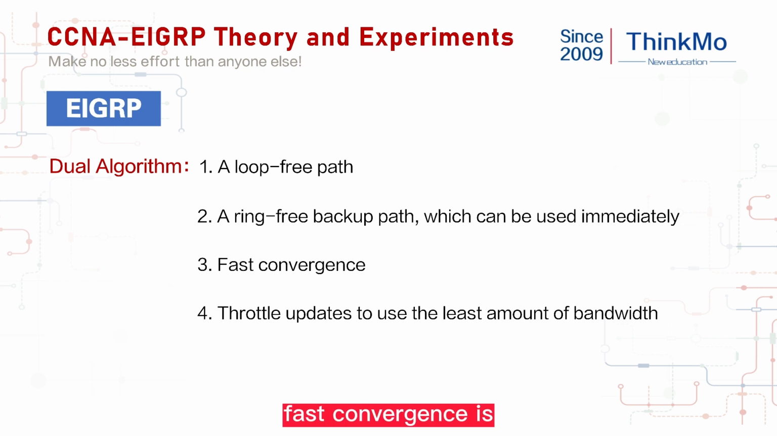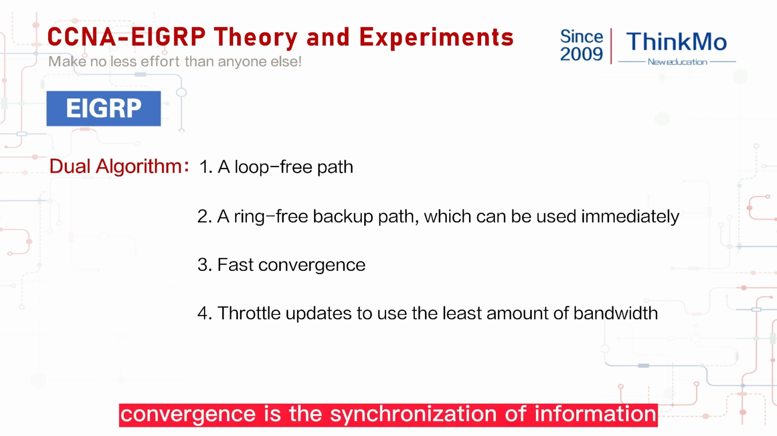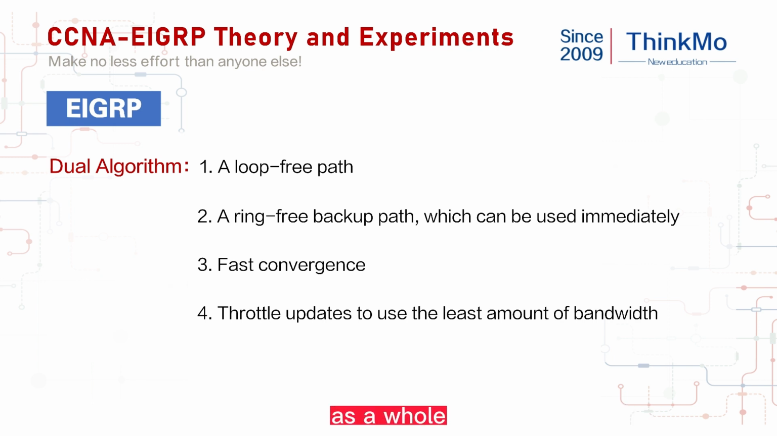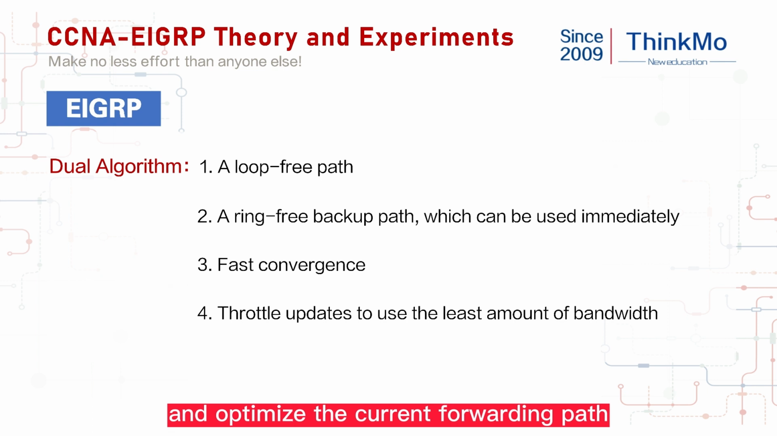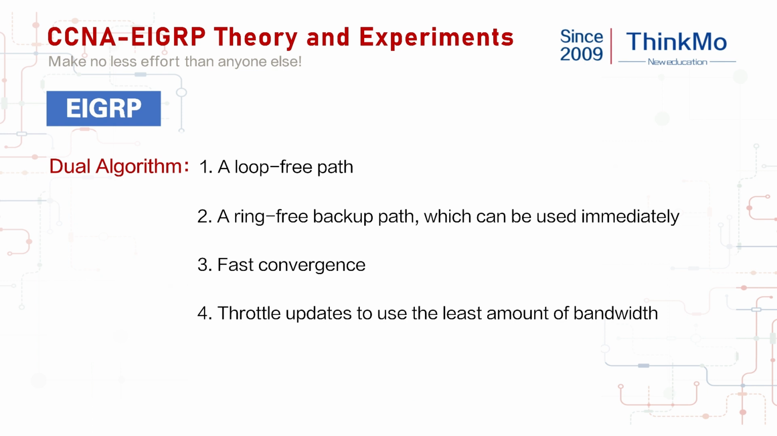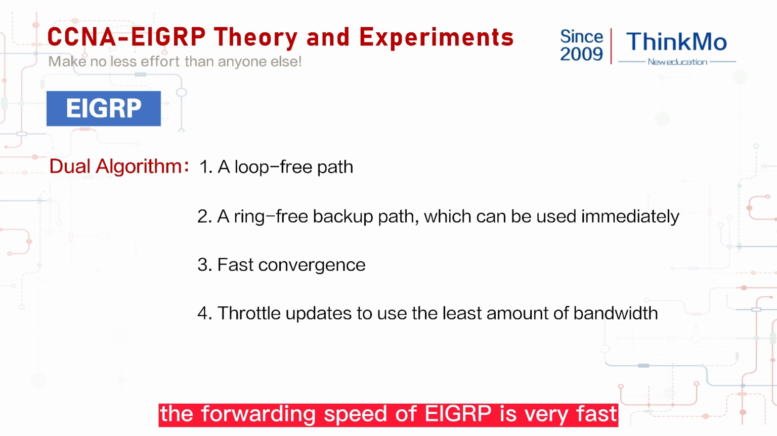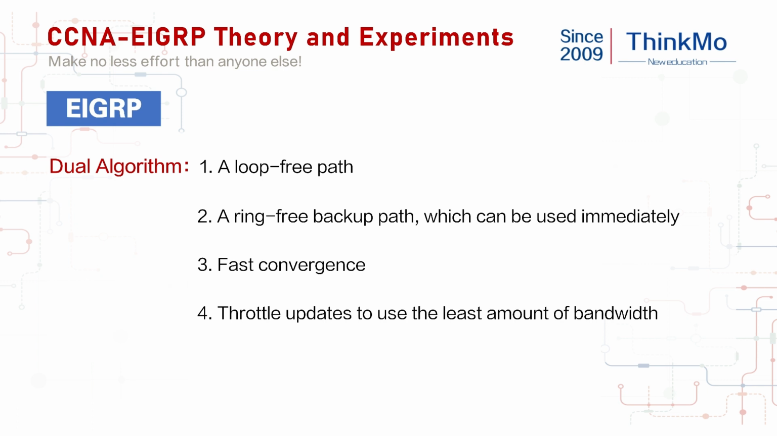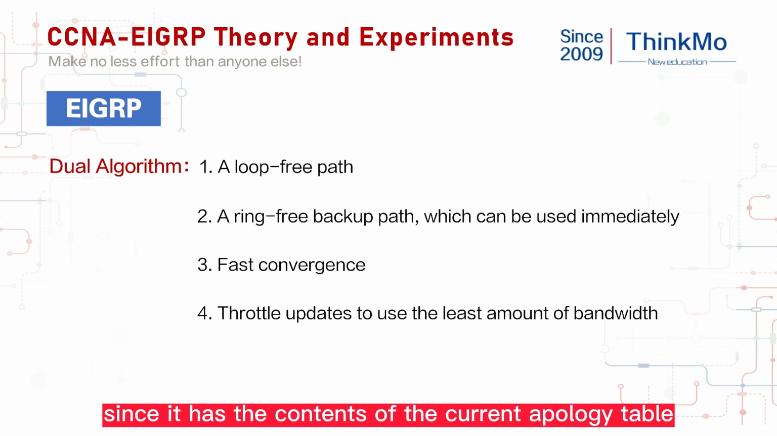Fast convergence is when the overall topology changes, a fast convergence can be achieved. This word is not easy to understand. Convergence is the synchronization of information as a whole, and optimizing the current forwarding path to realize normal forwarding. The forwarding speed of EIGRP is very fast, since it has the contents of the current topology table, so it can achieve a very fast convergence mechanism.